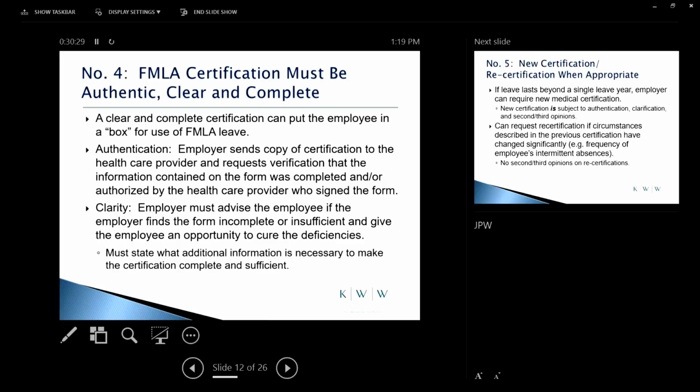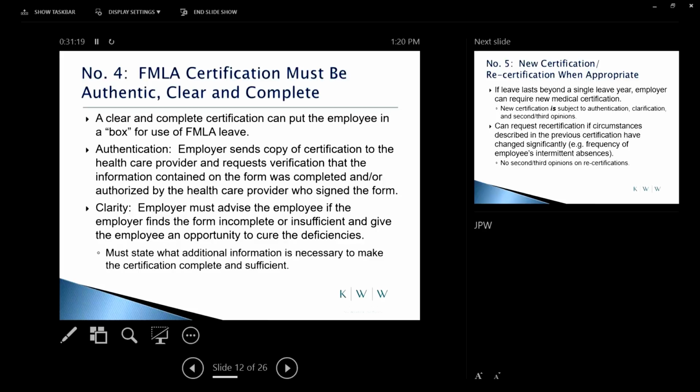So, clarity. I find a lot of forms that are not complete or not clear, and there you have to give the employee an opportunity to cure that deficiency by giving the form back to them and stating in writing how that form is not complete, if that's the case. So, for example, a common one in my experience is where the doctor has indicated the employee will need intermittent leave, but they have not completed the expected duration and frequency of those intermittent absences. And oftentimes the doctor will write uncertain or unknown, which frankly is perhaps a fair commentary, but it is not a sufficient answer under the FMLA regs.